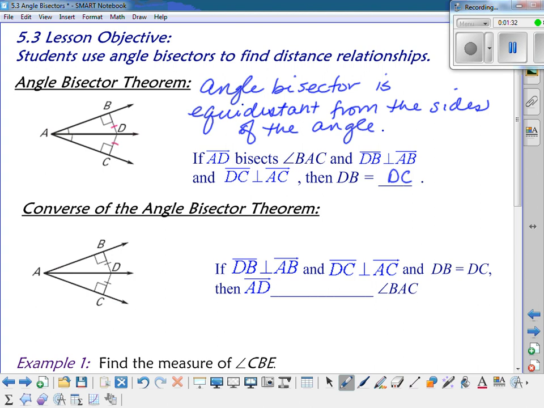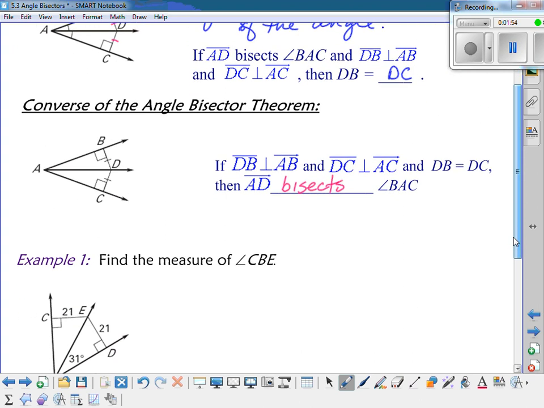And the converse is also true. If I have DB perpendicular to AB and DC perpendicular to AC and DB equal to DC, then I know that AD bisects angle BAC. So we can use this property to solve some problems.